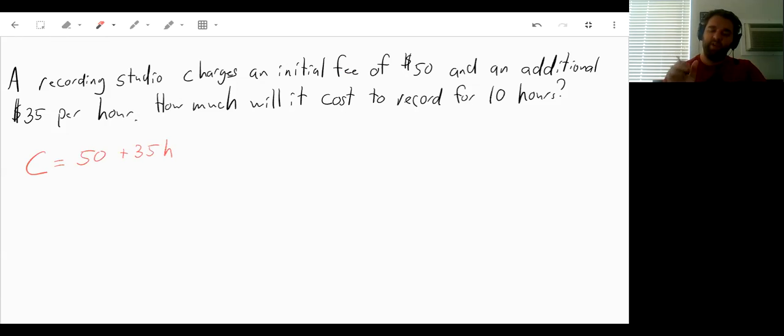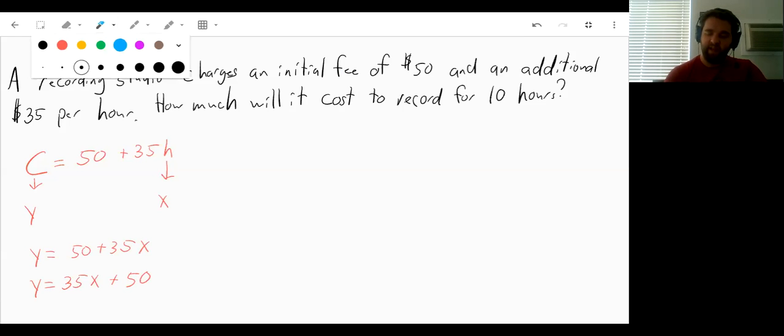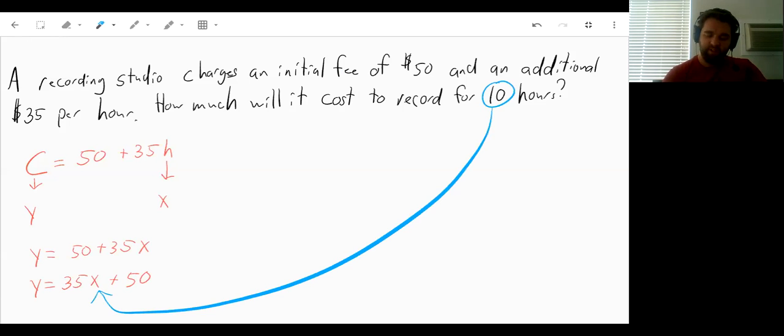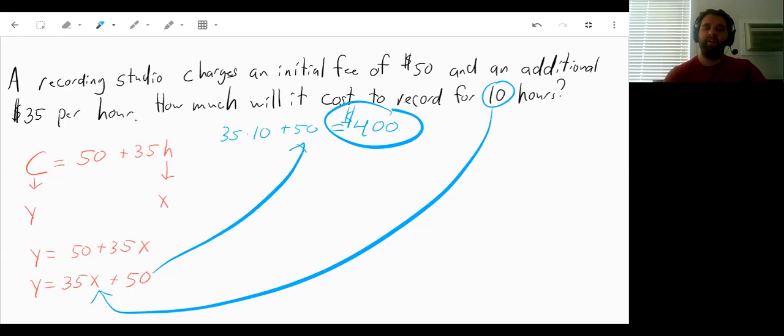Well, this looks really similar to an equation in slope-intercept form. If we thought of our c as a y and our h as an x, we could then have y equals 50 plus 35x, or if you even did a little bit more rearranging, we could have y equals 35x plus 50. Well, now the question is just asking how much does it cost to record for 10 hours? Well, that's our x, or the number of hours that we're using. So we can just plug that in down here for x. So 35 times 10 is 350, plus the 50 getting tacked on gets us to a total of $400 to record for 10 hours. So that'd be your answer for this one.